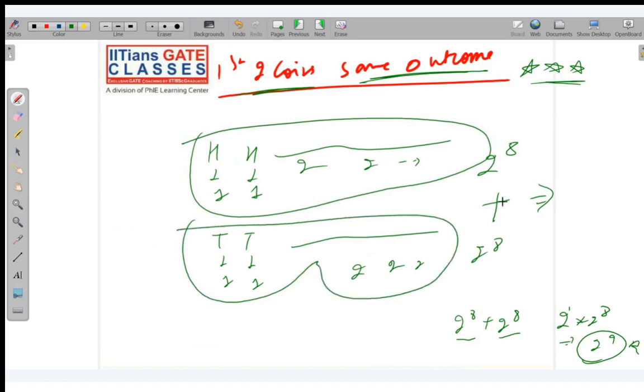So that's why, when "or" sense is coming, I will apply plus. If "and" sense is coming, then I will apply multiplication, because "and" means work is not yet over. Shirt and pant I have to wear, then I am dressed up.